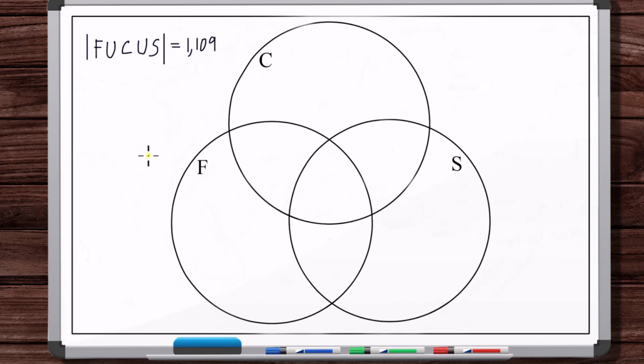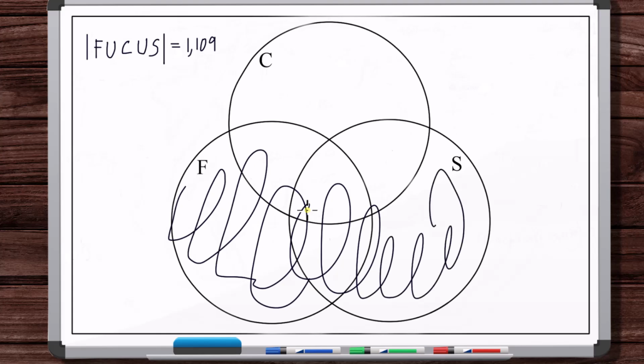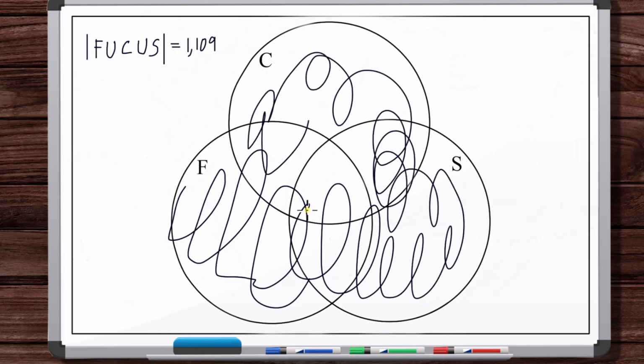Why is that? Because the union of sets is everything in every set, not including duplicates. So the total number of students that have taken French, Chinese, and Spanish, either just one of those or some mixture like French and Chinese, or Chinese and Spanish, or French and Spanish, or all three, the total number of those students is 1,109. That's what this union means.